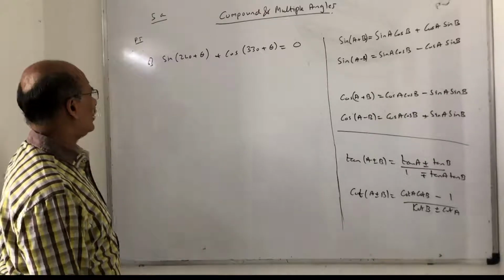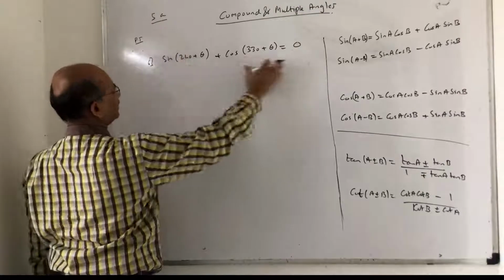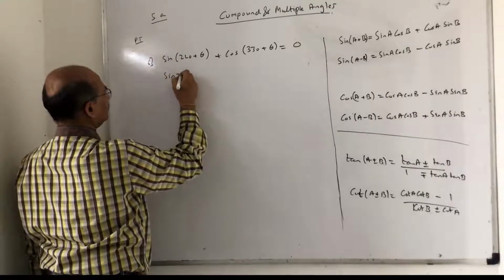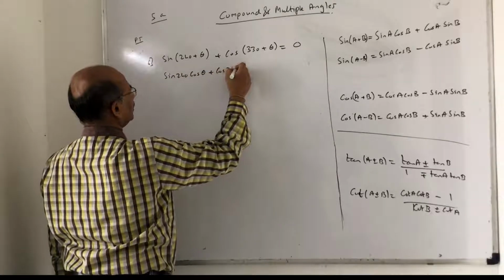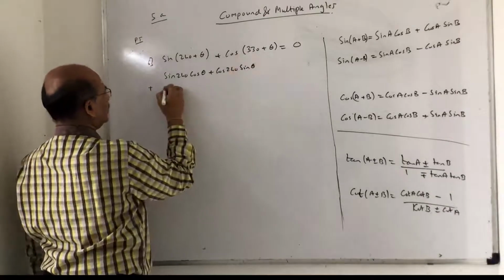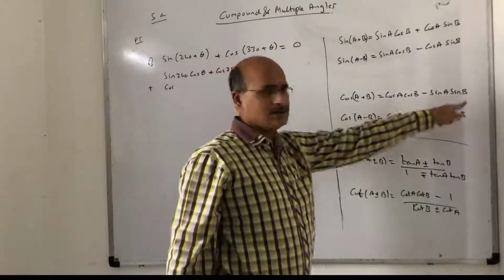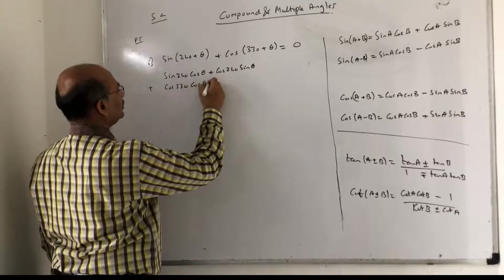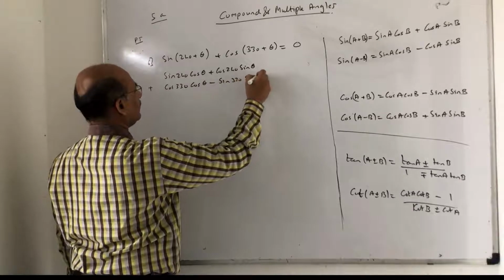Anyway, I think I can go ahead with the formulas application here. Sine of a plus b, you have to prove that it is equal to 0. So sine a plus b is sine a cos b plus cos a sine b, plus, I am putting this out, cos a plus b. Cos a plus b, what is the formula? Cos a cos b minus sine a sine b.